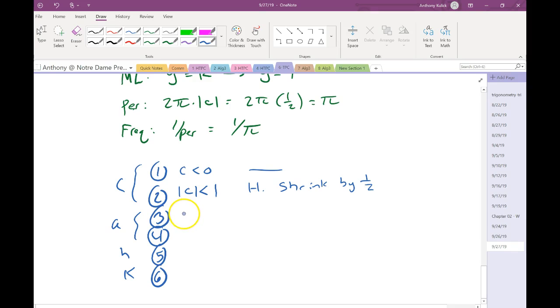For 3, we need to check A's. The first thing we'll check is if A is negative. A is negative, so we have a reflection across the x-axis. Then we need to check the magnitude of A. Since the absolute value of A is greater than 1, we have a vertical stretch.